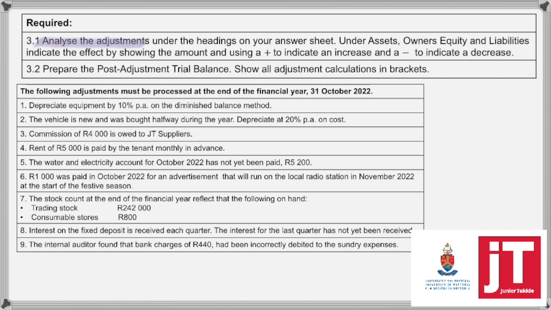Now in this activity, we're going to focus on 3.1, analyzing the adjustments and looking at the entry in the analysis. So first of all, if we look at each adjustment, we have adjustment number 1, depreciation on equipment at 10% per annum on the diminished balance method.